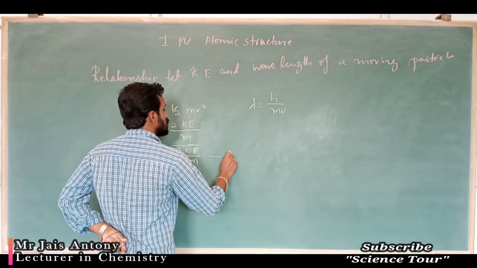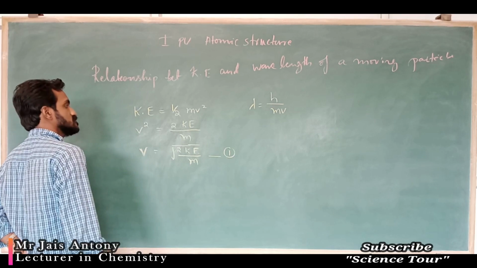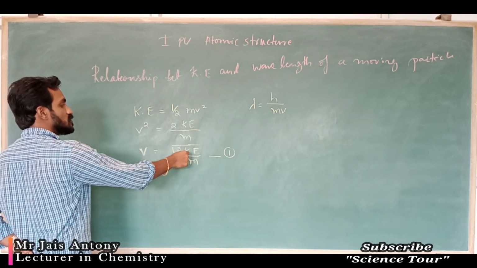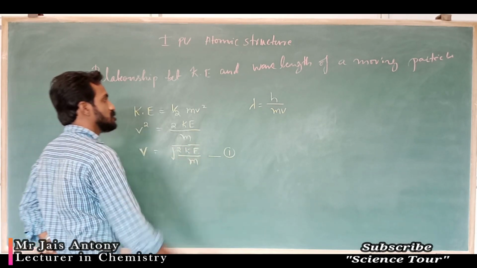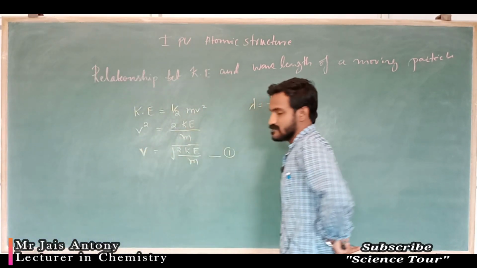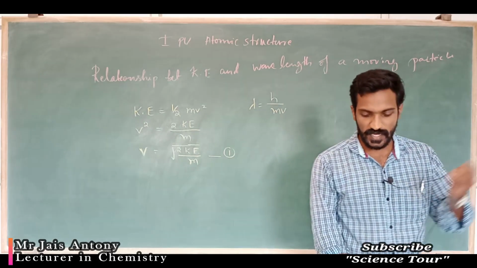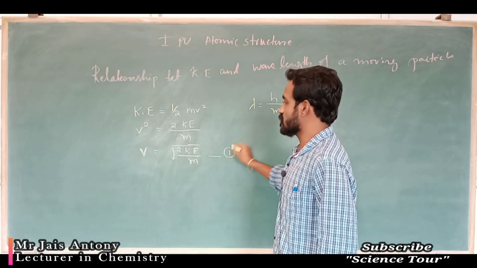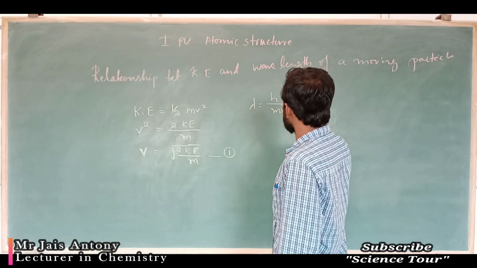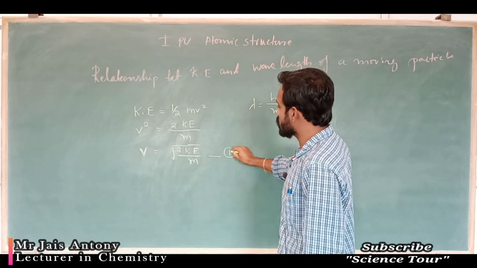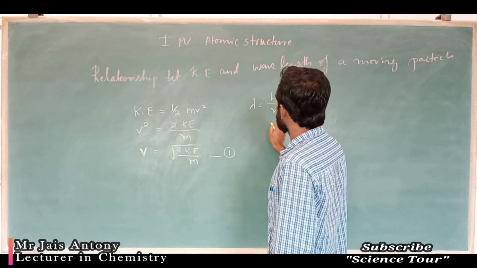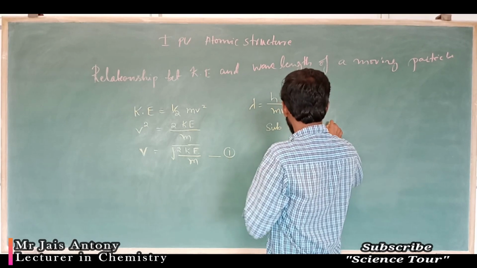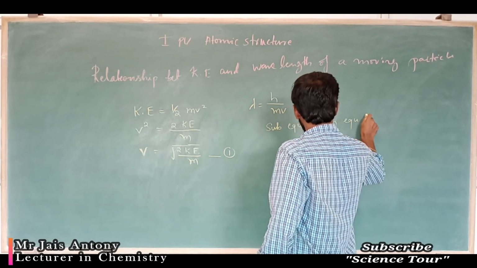So this I will call equation 1. Here v value we got: the square root of 2 ke divided by m. Now, my dear students, this is equation 1 and this is equation 2. Substitute equation 1 in equation 2.